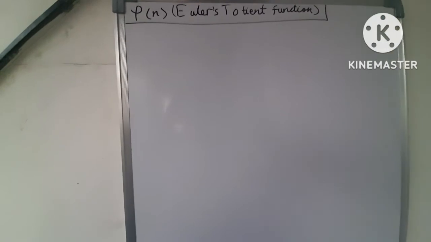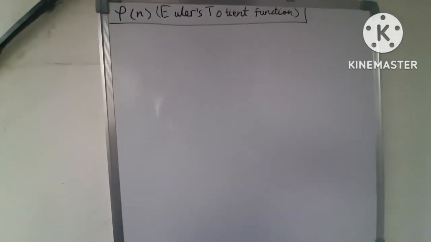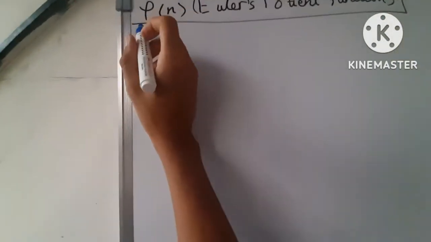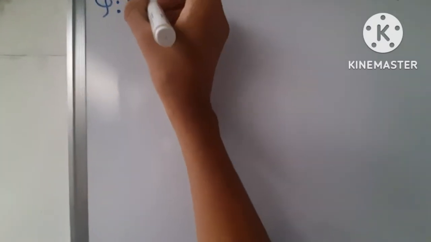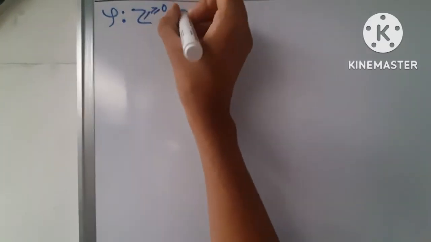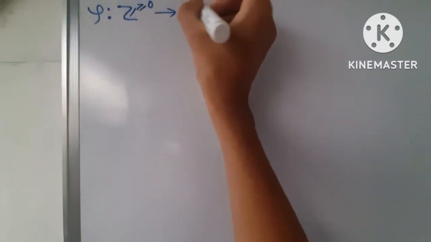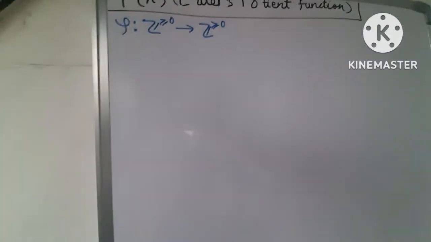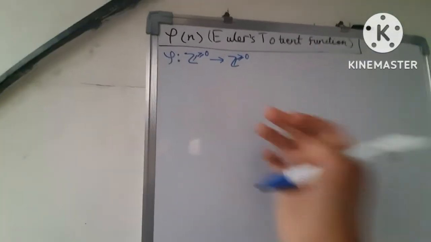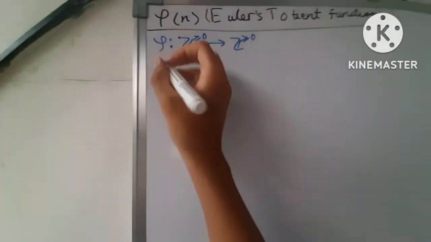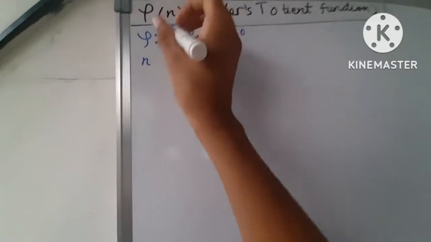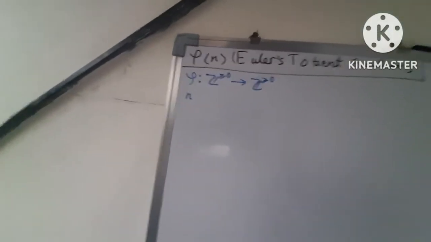So today we're going to be taking a look at Euler's totient function. This is the symbol phi. This function phi maps non-negative integers to other non-negative integers. That's the domain and range of the function. And n, of course, that's given from this function.